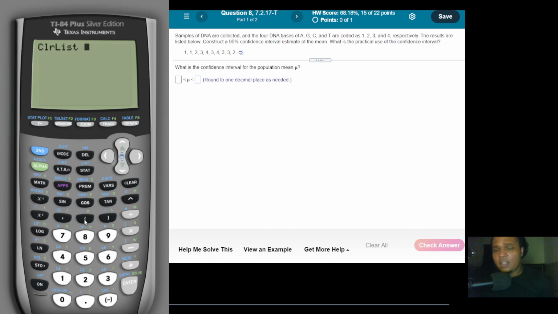Hit enter on it. And now it's asking us which list we want to clear. Just hit second, and your L1 is right there in blue on the faceplate of the calculator. Just hit 1. So remember, you hit second first and then 1 to get the blue, because you hit the blue button to get everything in blue. All right, anyway, hit enter. It is done. Let's go ahead and check stats, edit. Now everything is clear.